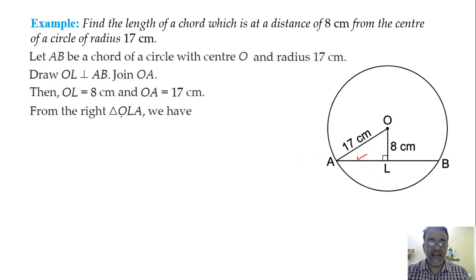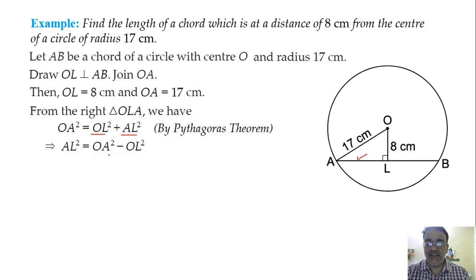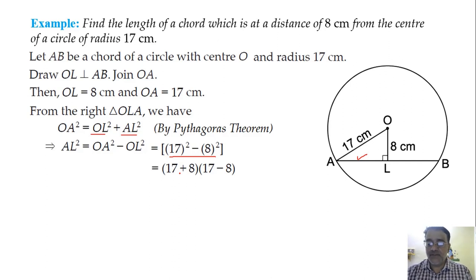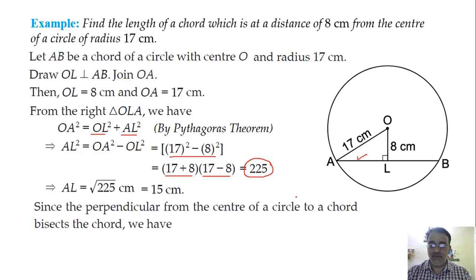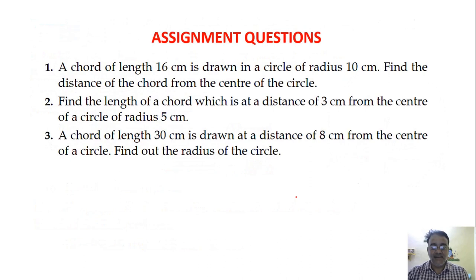ठीक है? अभी फिलहाल हम लोग AL निकाल रहे हैं by Pythagoras theorem. So OA square is equals to OL square plus AL square. So AL square will be equals to OA square minus OL square, that is 17 square minus 8 square, that is 64. So 289 minus 64, 225 होता है, okay? So 225 is the square of 15. Otherwise, a square minus b square के formula भी use कर सकते हैं. So this is 25 and this is 5. 25 into 9. So 225 आ गया. So 225 का square root होगा 15, right? So that means chord will be equals to 2 times AL, that is 2 times 15, 30 centimeter.